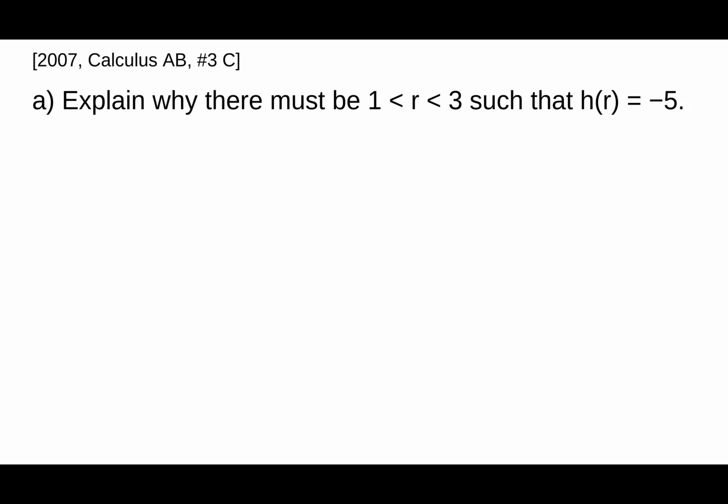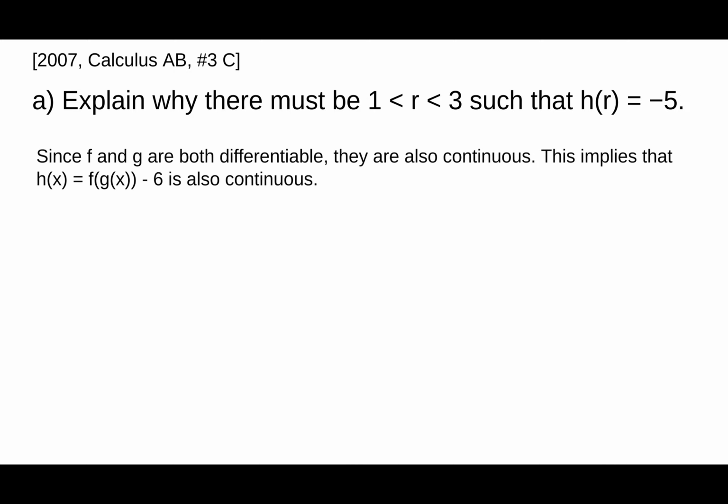In part A, we are asked to explain why there must be a value of r between 1 and 3 such that h of r is equal to negative 5. This seems like an intermediate value theorem question, right? We are given that h of x is f of g of x minus 6.